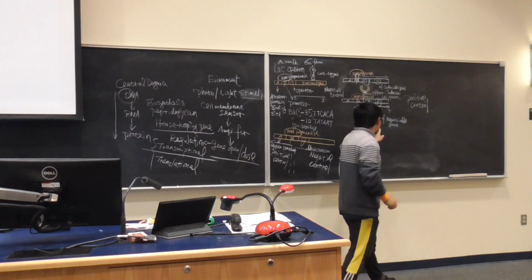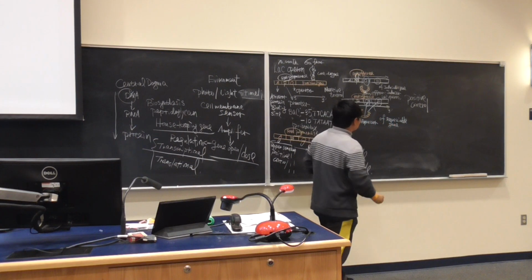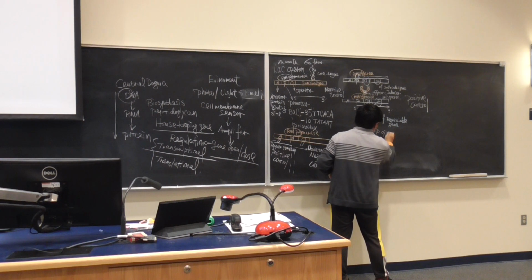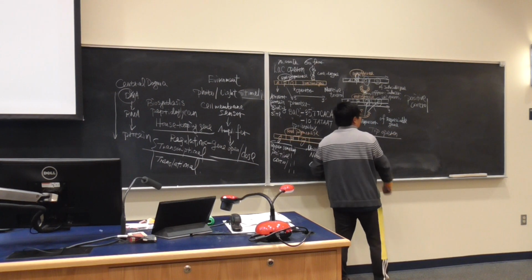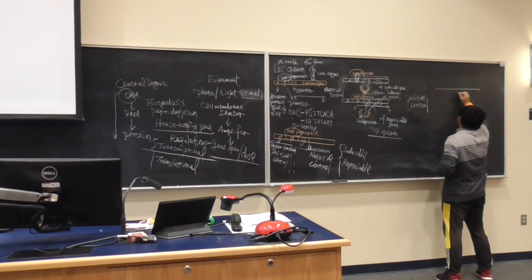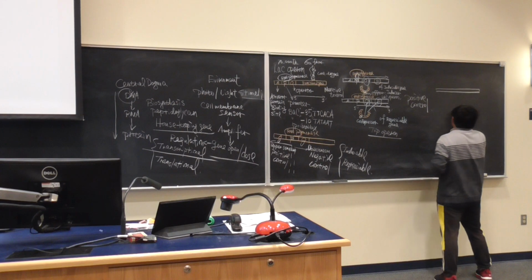Okay, by the way, the negative control repressible gene, tryptophan operon. Okay, what is positive control? We do the same thing right here. We draw.